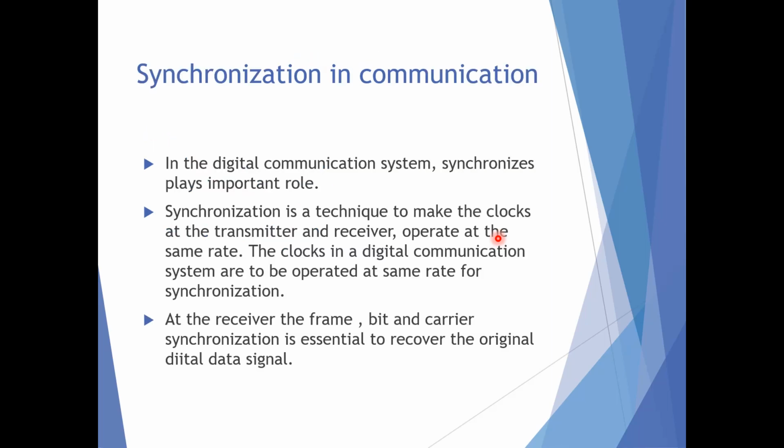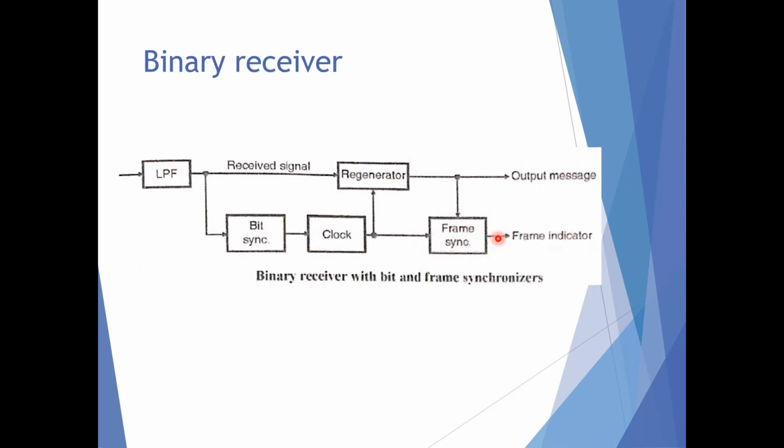Synchronization in digital communication system plays a very important role. It is a technique to make clocks at the transmitter and receiver operate at the same time or same rate. The clocks in the digital communication system are to be operated at the same rate for the synchronization. At the receiver, the frame, bit and carrier synchronization is essential to recover the original data back.